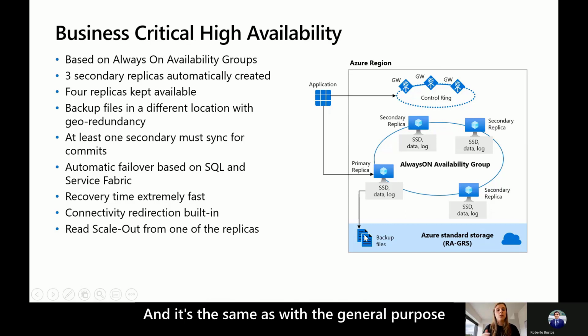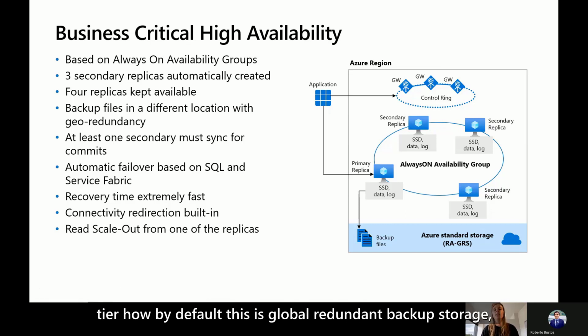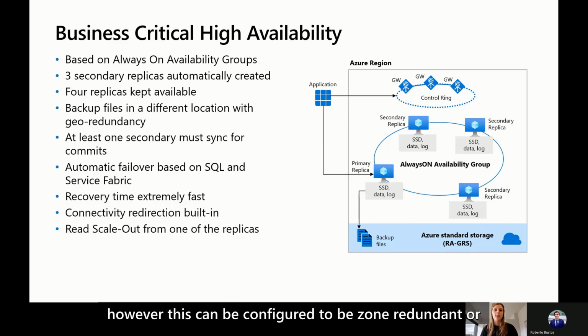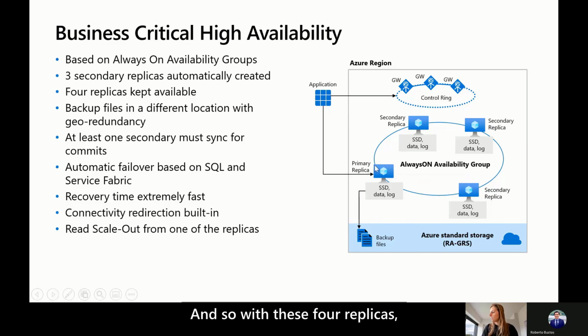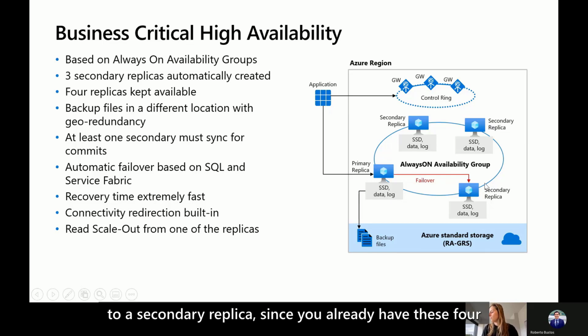And it's the same as with the general purpose tier, how by default this is geo-redundant backup storage. However, this can be configured to be zone redundant or locally redundant if that's what you prefer. And so with these 4 replicas, what happens in the case of an issue with your primary replica is you can fail over to a secondary replica since you already have these 4 created.